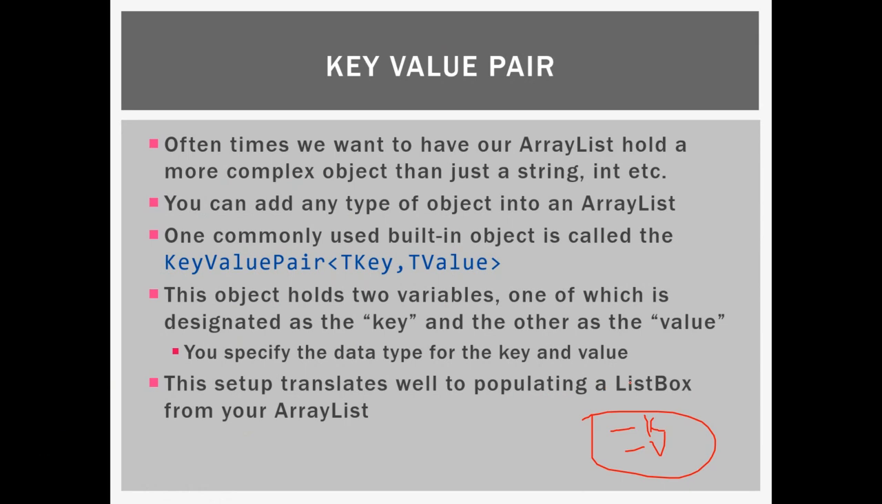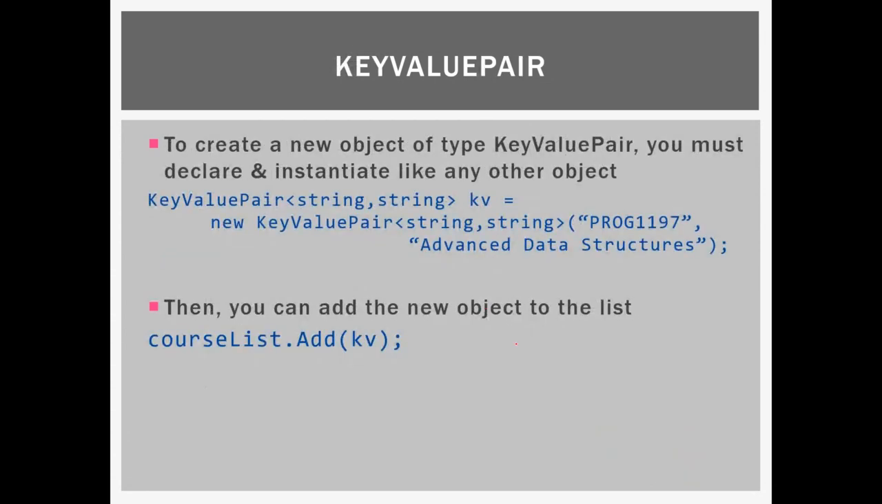That kind of setup translates well to populating a list box, because when you have a list box, we have two separate values, right? There's the text that the user sees, and then there's the selected value behind that, which may be different. So if you have a KeyValuePair, and in this case I've said that the keys and the values are both strings, I'm using a course code as a key and then the course name as the value. And you can add that object with its two properties into a list, an ArrayList, or any other type of list as well.